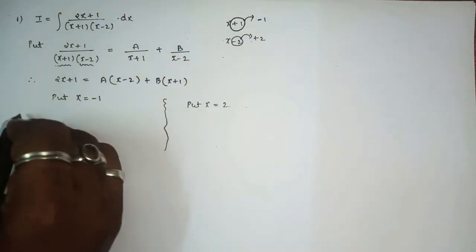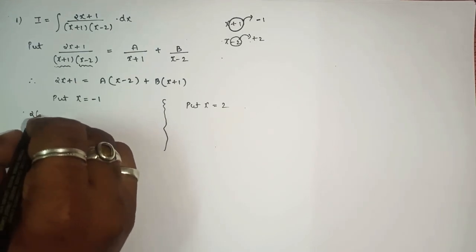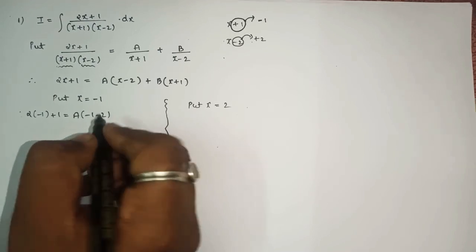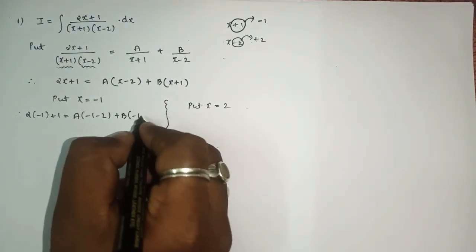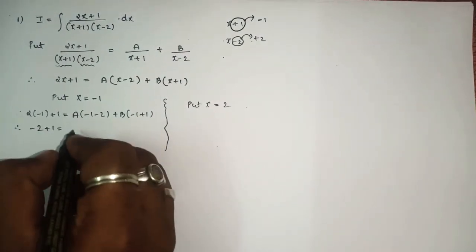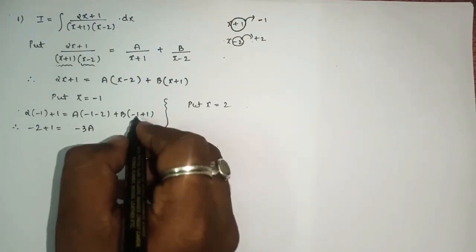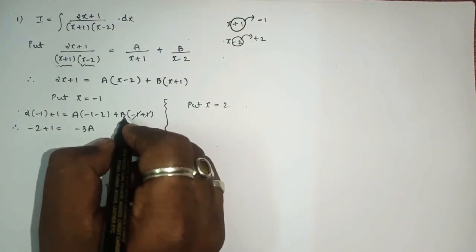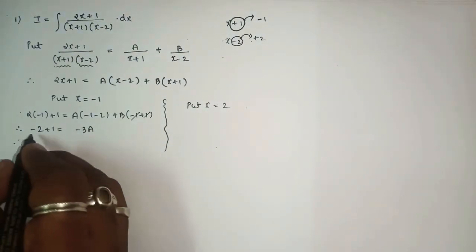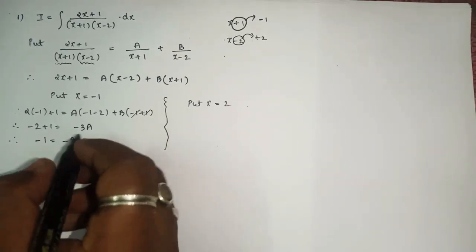That's it. Okay, so here wherever you see x, we will put minus 1. Yes or no? So this will be what? Minus 2 plus 1 equals 2. Minus 1 minus 2 is minus 3a. Okay, so here plus 1 minus 1 will get cancelled, so 0 into a number will be 0. So 0 into b will be 0. Leave that part. Okay, so here minus 2 plus 1 is what? Minus 1 equals to minus 3a.